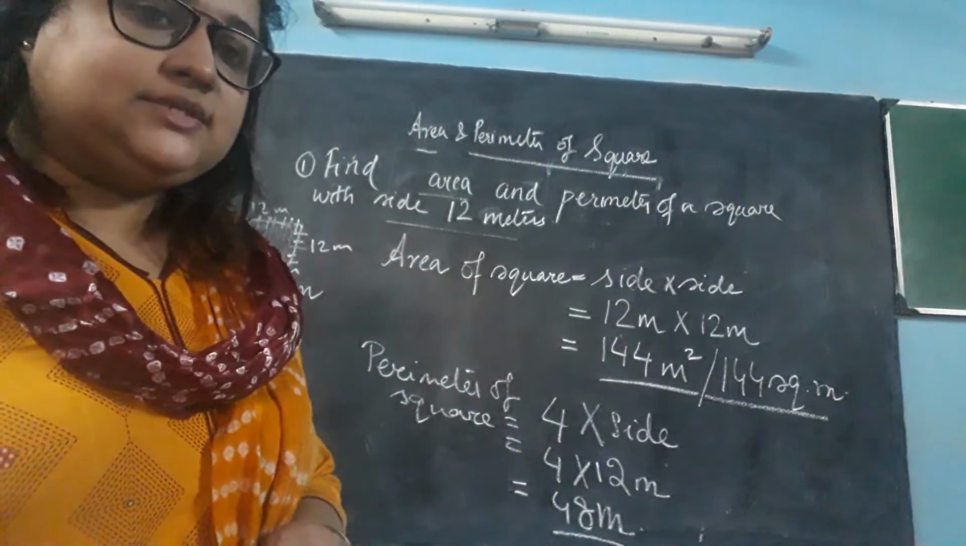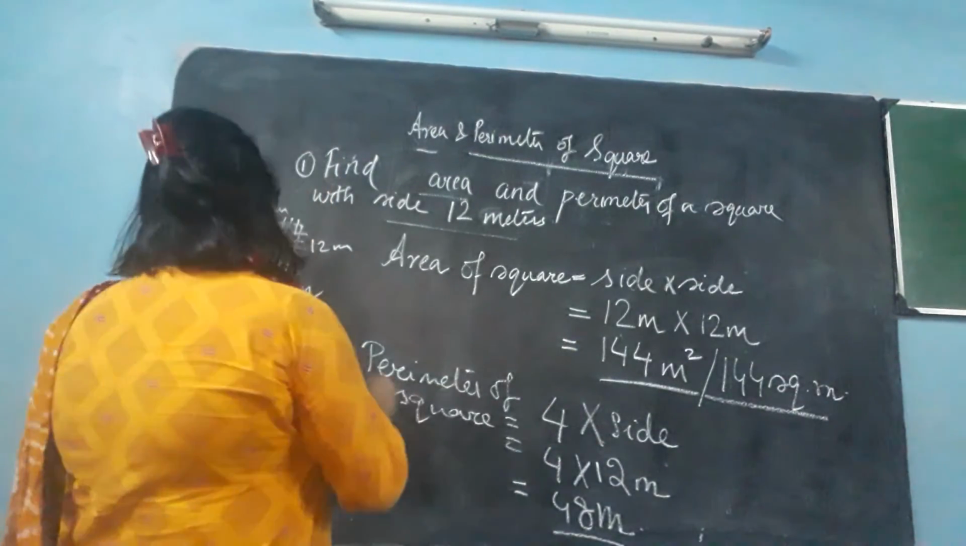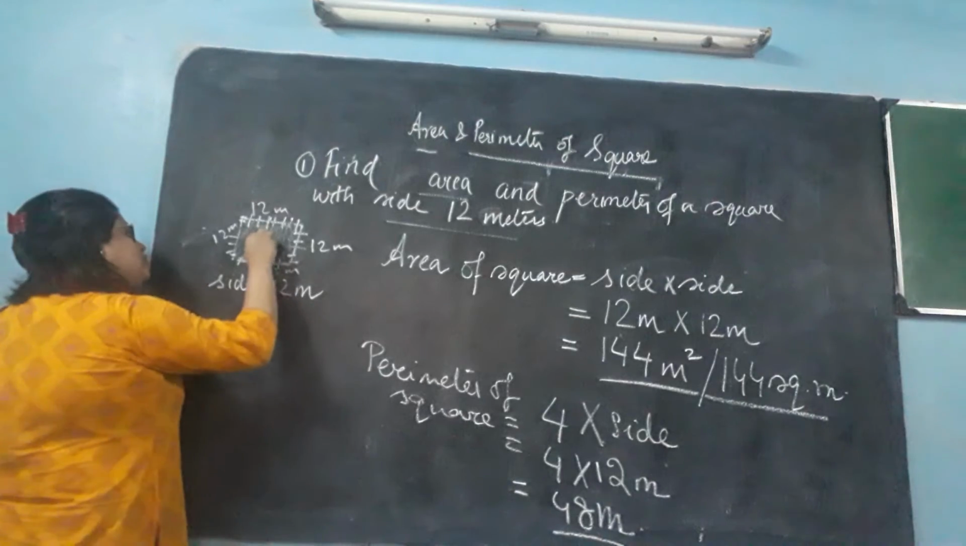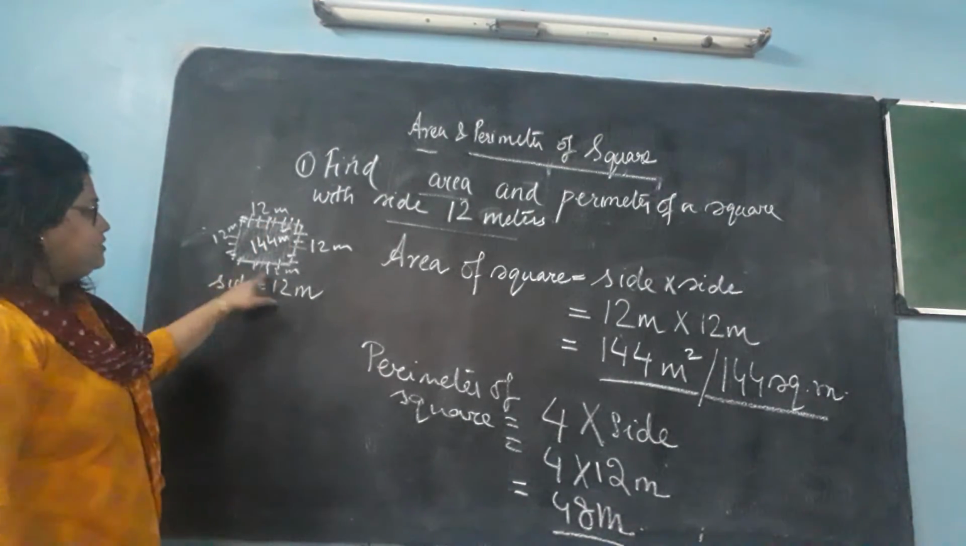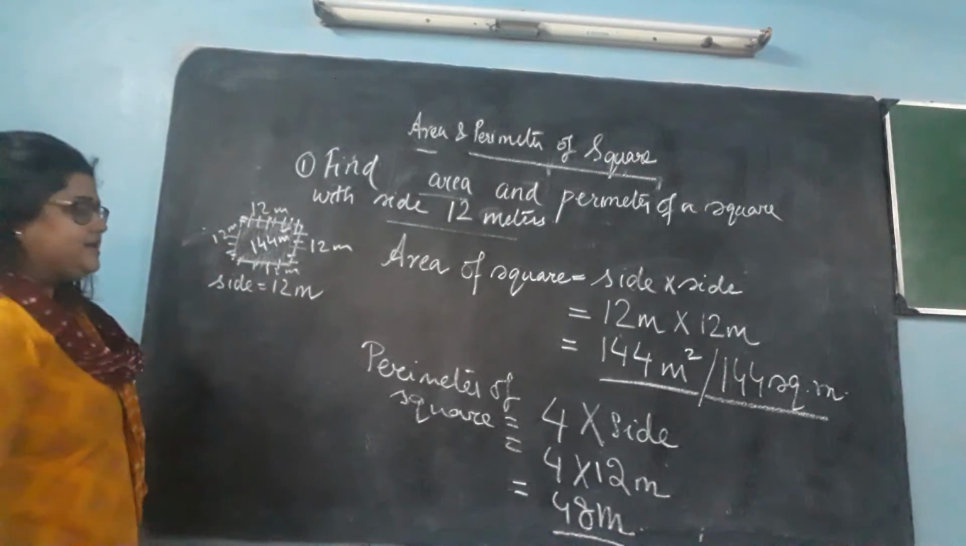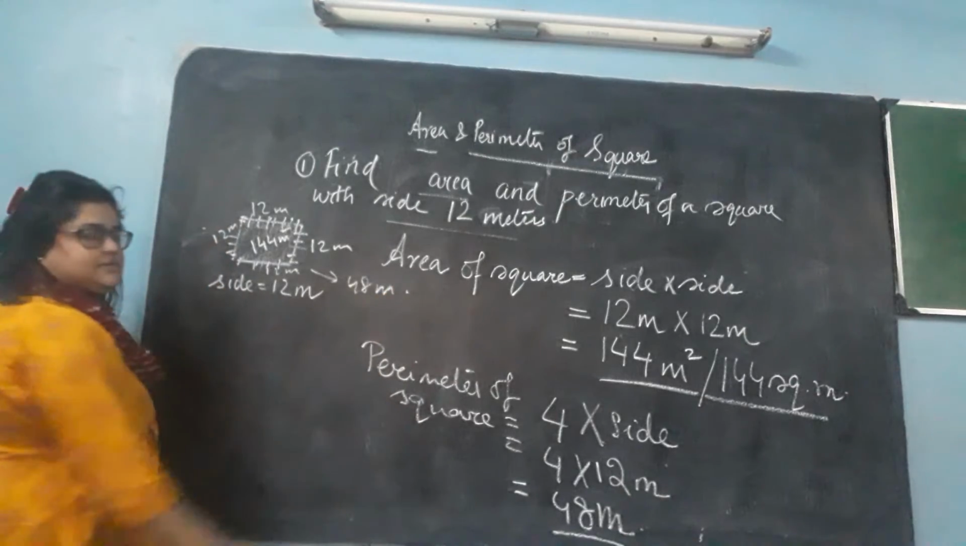You will write the answer: area of the square is 144 meter square. That means the space available inside is 144 meter square, and the perimeter, or the length of the boundary, is 48 meter.